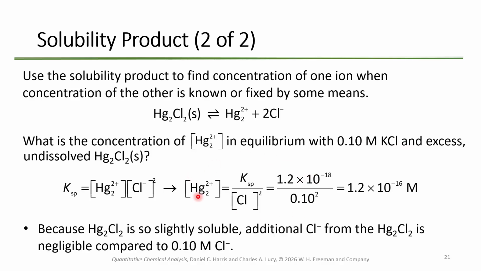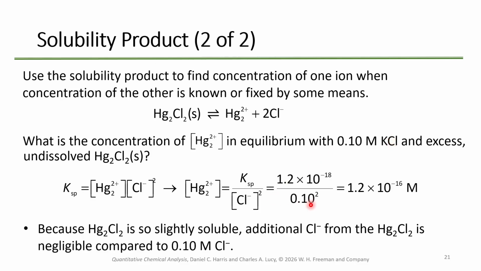Now, let's say that there's a large difference. This KSP is 10 to the negative 18. What does that tell you about how soluble that is? Is that very soluble? It's not very soluble. Versus KCl, which is very soluble, right? So that's going to be dissolved completely. And so what we can do is take our KSP here, and take our 0.1, which is the concentration of chloride here.